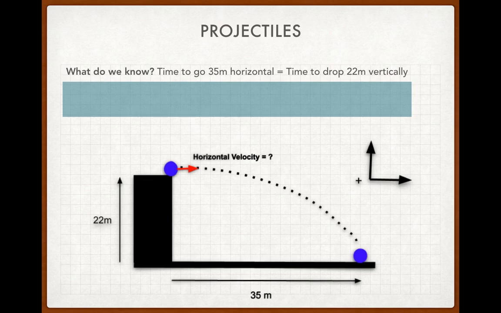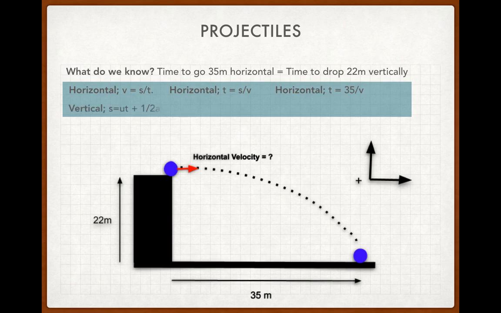So let's look at it horizontally first, and we apply speed as distance over time. When I fill in the displacement of 35, I don't know the velocity and I don't know the time, but I can rewrite it to get the time as 35 over the velocity. I need that because I know the time taken for the drop of 22 is the same as that time in the formula on the right hand side.